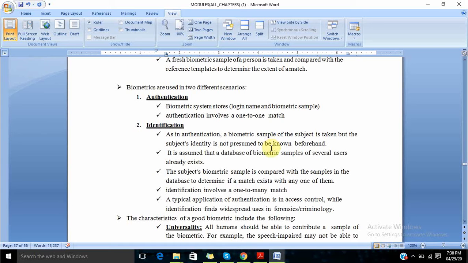And in the identification one, the biometric sample of the subject is taken, but the subject's identity is not presumed to be known beforehand. So it is assumed that a database of biometric samples of several users already exists. The subject's biometric sample is compared with the samples in the database to determine if a match exists with any one of them.